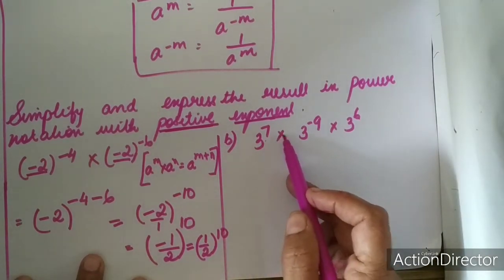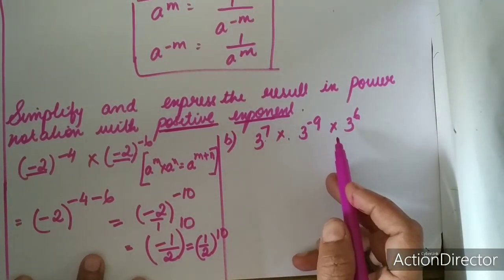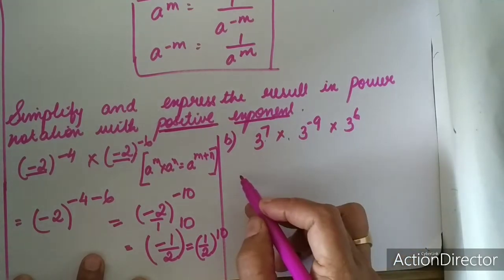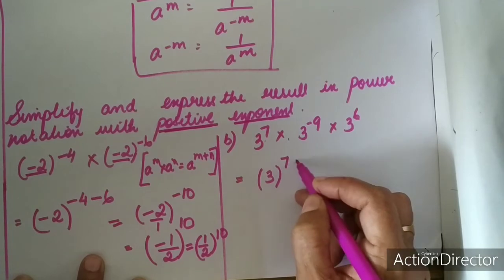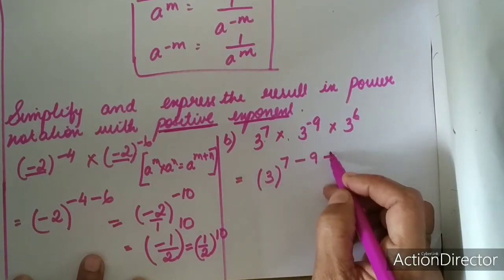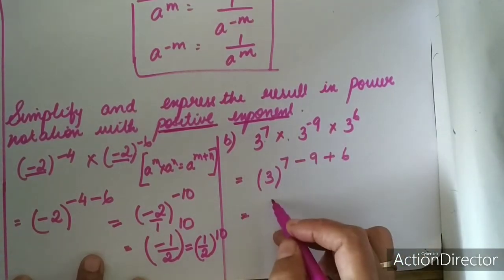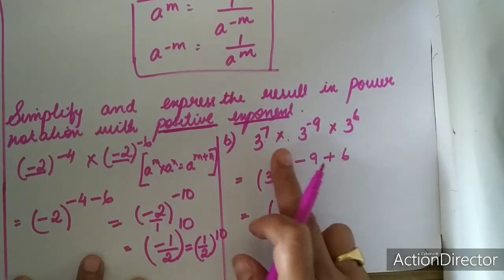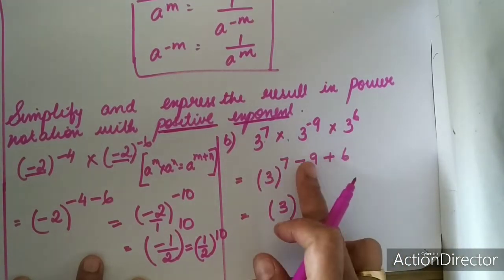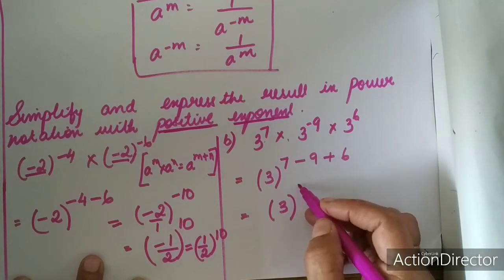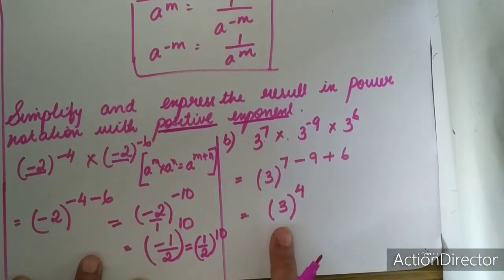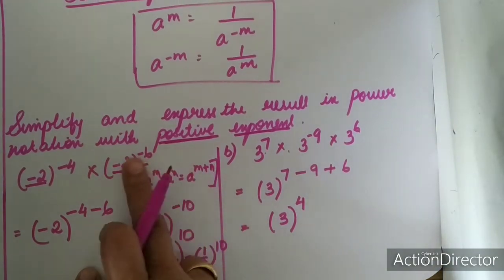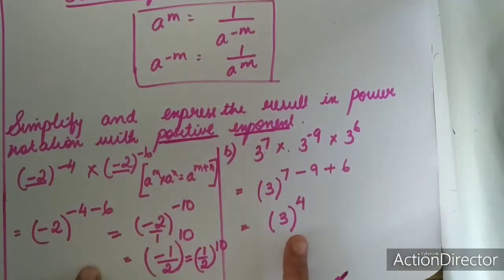3 power 7 into 3 power minus 9 into 3 power 6. So this can be written as 3 raised to the power of 7 minus 9 plus 6. So this is equal to 3 raised to the power of 7 plus 6 is 13, 13 minus 9 is equal to 4. And since this is already having a positive power, I will not reciprocal it because the question is expressed with positive exponent. So I am going to leave the answer as it is.